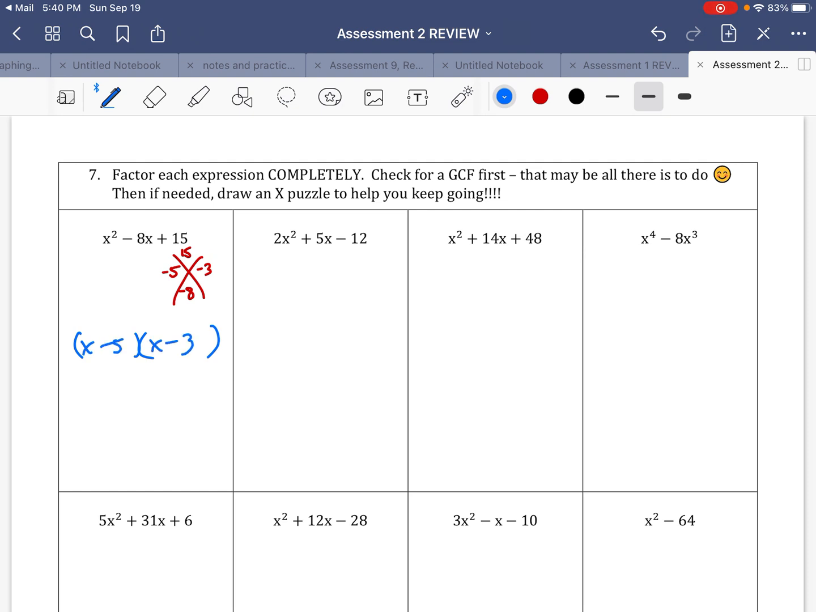Now I should have mentioned to check for a GCF there. I think I just started this problem because it looks so quick and easy. But you notice there is no GCF, right? GCF first. All right, looking at the next problem.